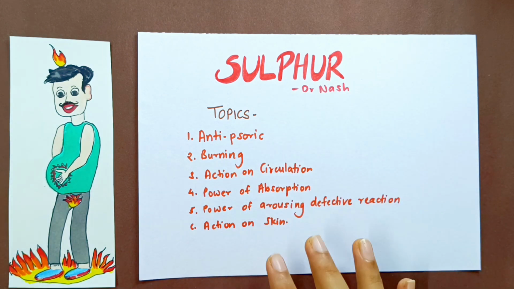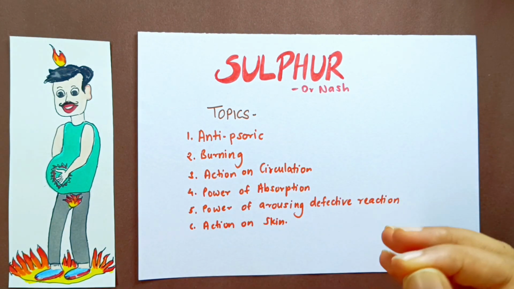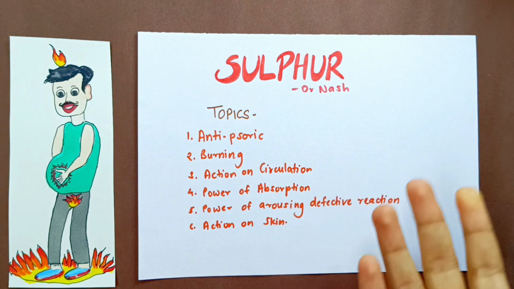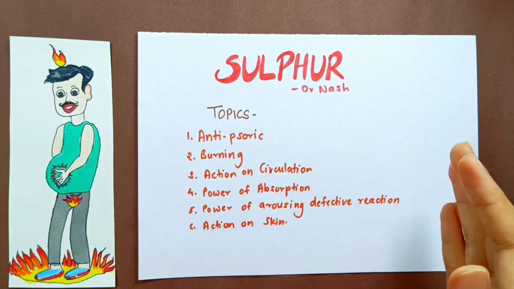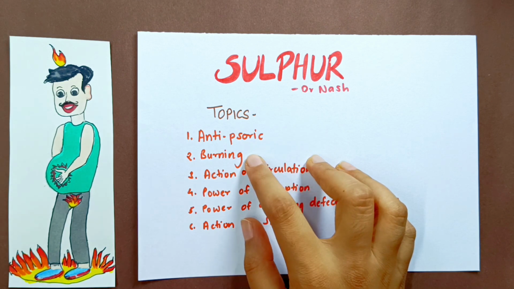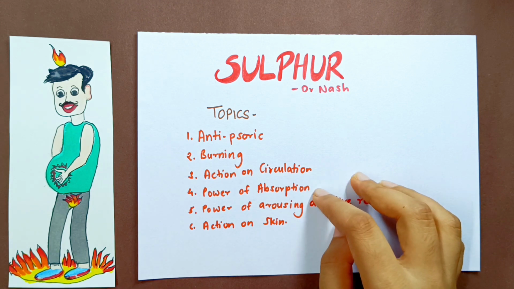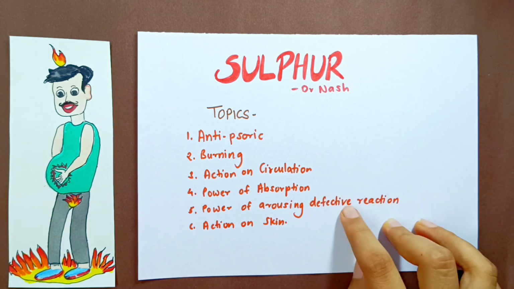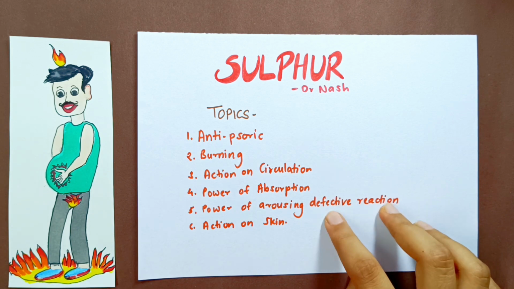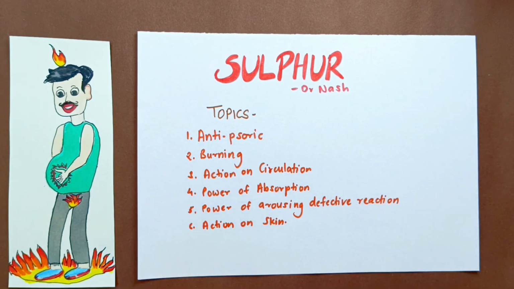So let's start. So these are the topics that we're going to cover. Anti-psoric. Since this remedy is anti-psoric and we're studying about it first, let's understand what is Psora and what is anti-psoric, why do we need it, etc. He discusses all of it under this heading. Then he goes to the burning sensation which is there in sulfur, the burning pain, which is a very characteristic symptom of sulfur, its action on circulation, its power of absorption, its power of arousing defective reaction. And here also we will talk about what is defective reaction in the first place, and action on skin. Okay, so let's start with the anti-psoric part, that is the first topic.